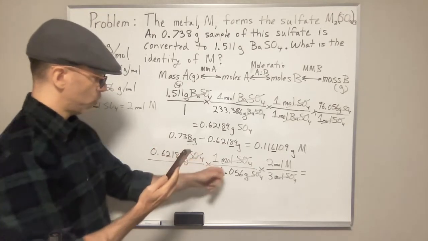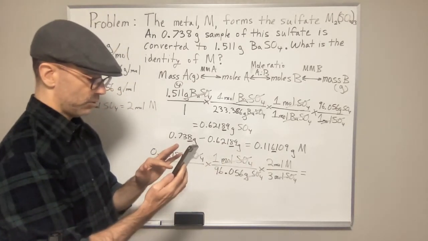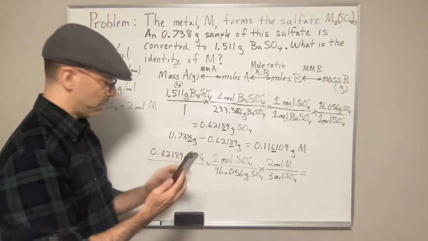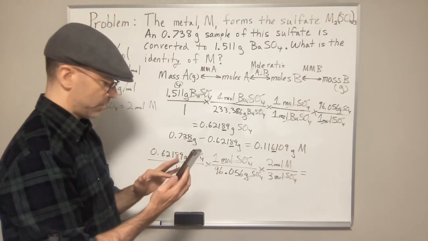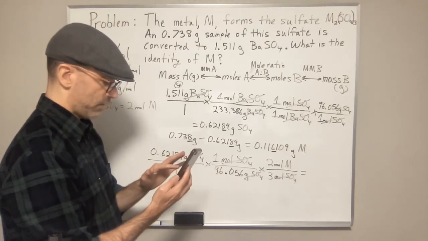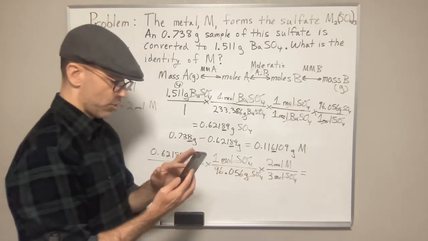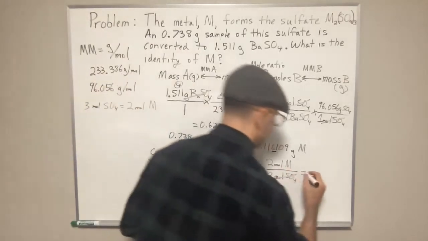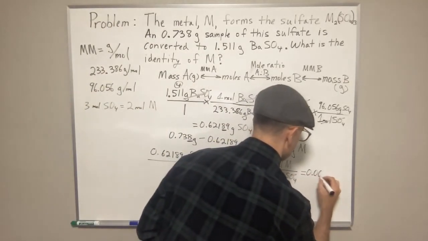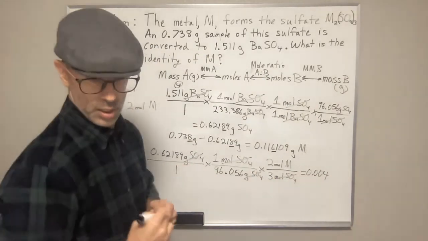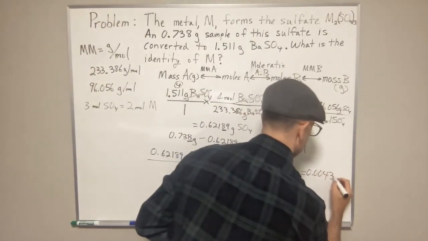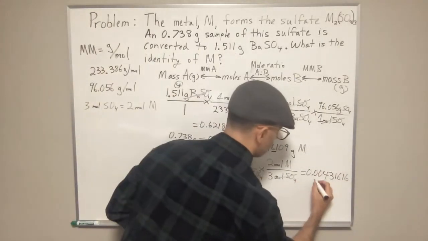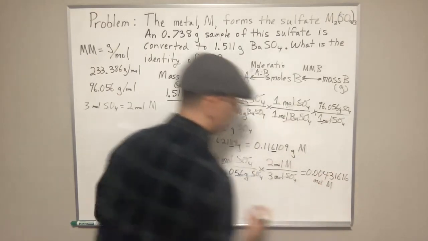0.62189 times 1 times 2 equals, and now I'm going to divide by the bottom. So divided by 96.056, and then divided by 3 equals, and I get 0.004316, and then 16, I believe. Yeah. So this is moles of my metal.